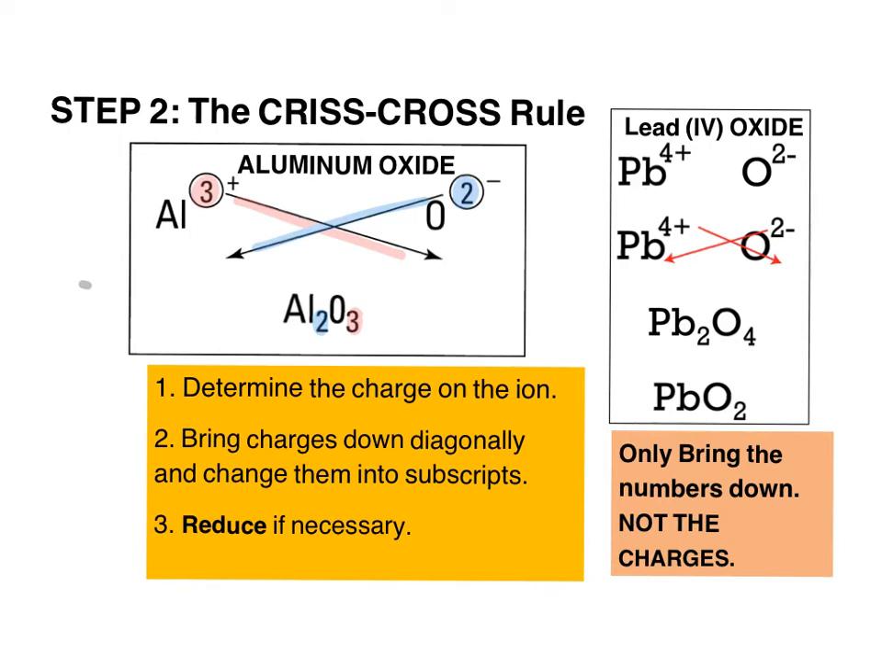Now, in the case that I have Pb here, I have 4 and I have 2. The 4 for my Pb is going to cross over to become the subscript for my oxygen, and the 2 for my oxygen is going to cross over to become the subscript for my Pb. Now notice I have a 2 and a 4. I can simplify this by dividing by 2 to get PbO2.